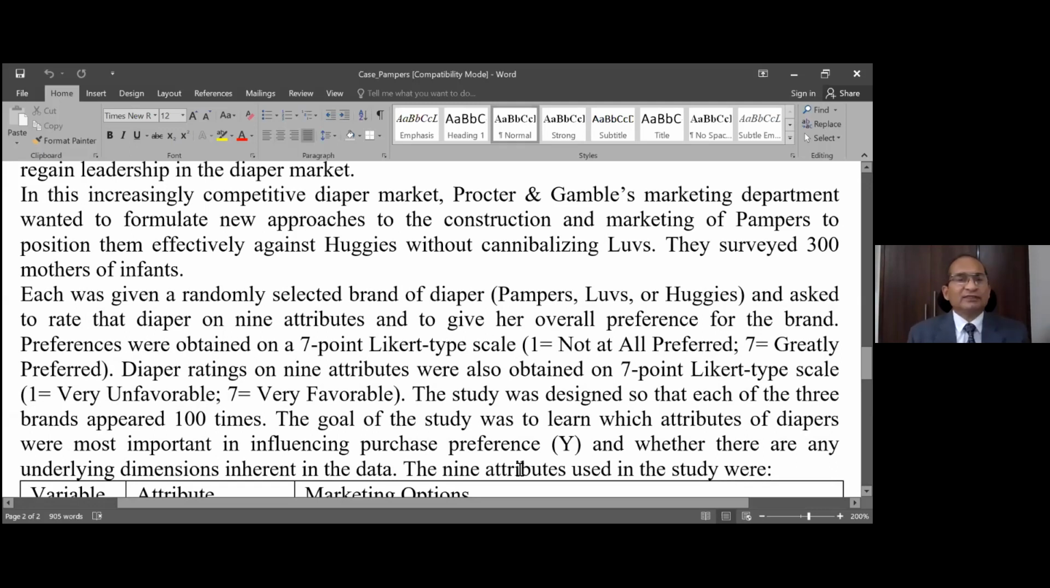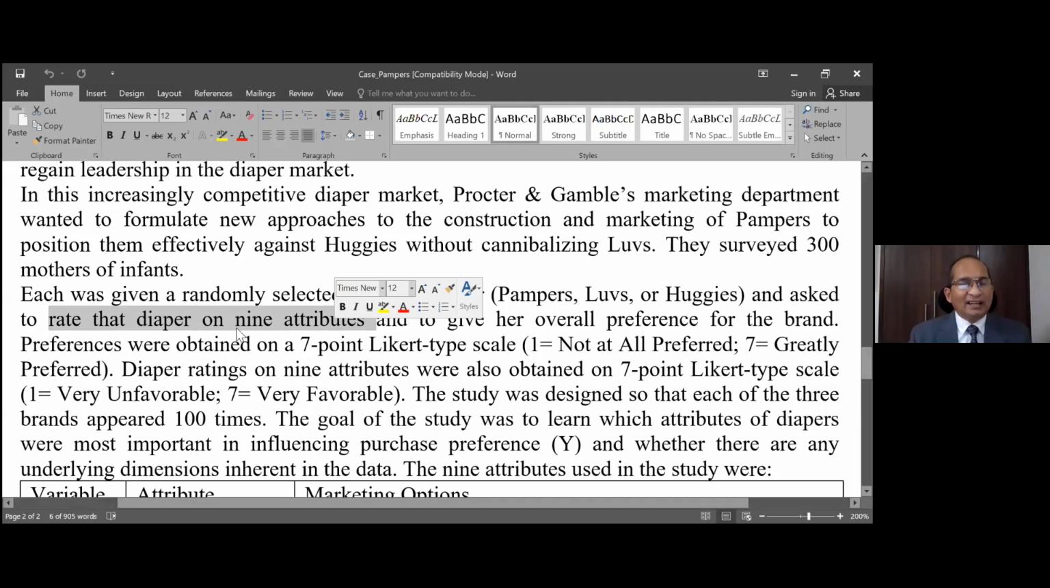For that, they surveyed 300 mothers of infants. So our respondents are 300 mothers of infants, since they are giving us the feedback. Each mother was given a randomly selected brand of diaper and asked to rate the diaper on 9 attributes. The first thing to be noticed is to rate the diapers, right? The important word is rate, and also to give her overall preference for the brand. So we have a total of 10 variables under consideration.